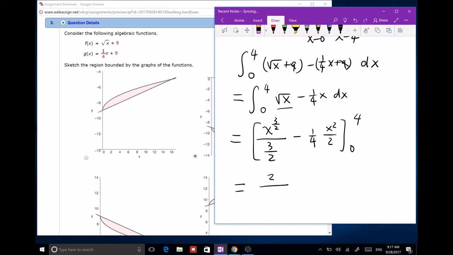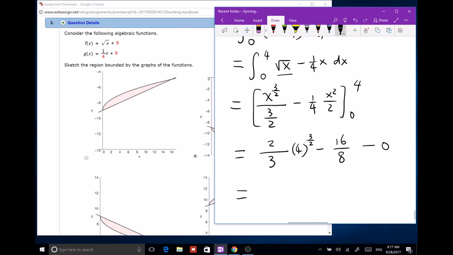So you should have, you can calculate that by yourself, 2/3 times 4 to the power 3/2 minus 1/8 times 4 squared, which is 16, and minus 0, because plugging 0 into both is 0. So solve that, it should equal 32 over 3, because you can reduce it. Okay. So far so good, everyone. Do you have any questions? Good? Everyone? Yes? Okay.